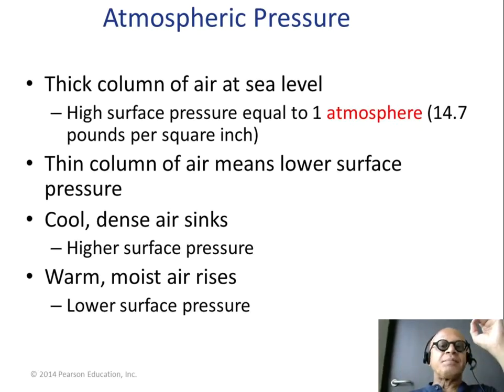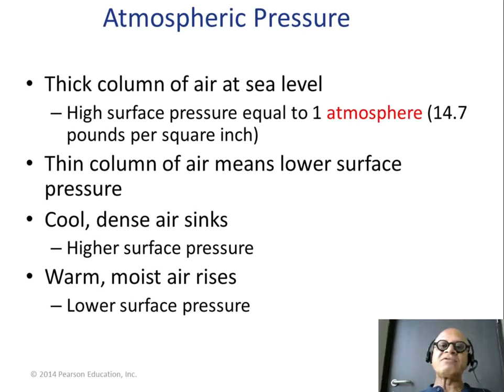So the pressure in the atmosphere depends on the thickness of the air column above. Okay, this is important because as you go above a mountain, the air column is far smaller, so the pressure is lower. That's why it becomes harder to boil water and so on, which we will see later on. Okay, so a thin column of air means lower surface pressure. Cool, dense air sinks, because its density will be higher. Its buoyancy becomes lowered, so it sinks.